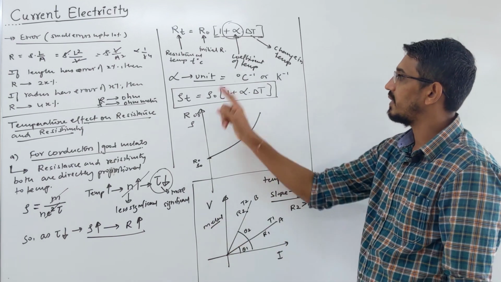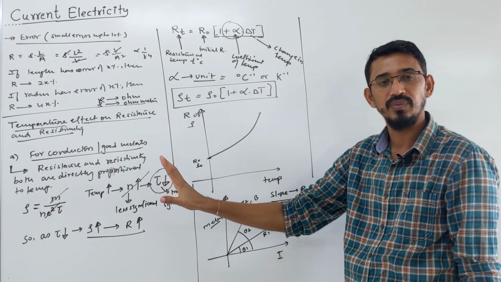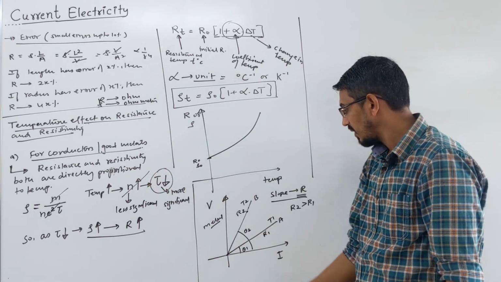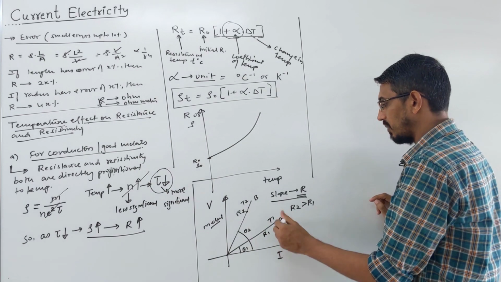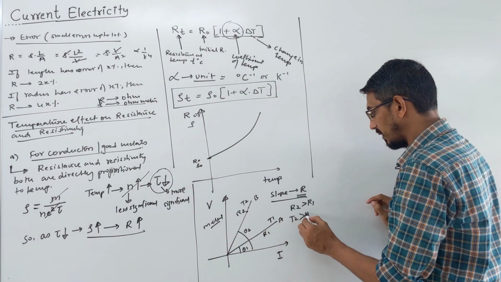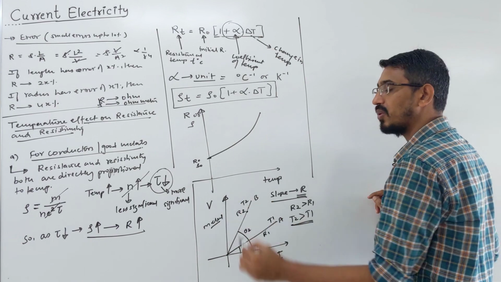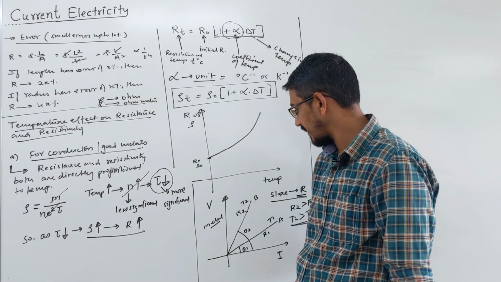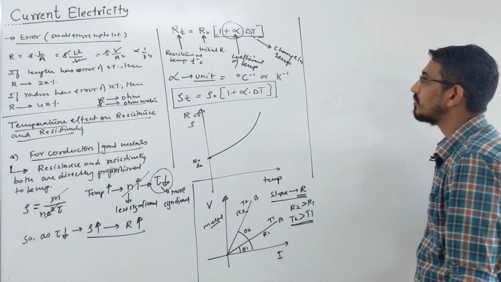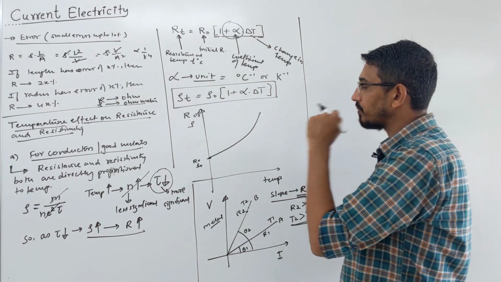Now, resistance and temperature are what? Proportional. More the temperature, more the resistance. R2 is bigger than R1, it means T2 is bigger than T1. So which temperature is big? T2 is big. Hope you understood this example. Okay, very nice question.